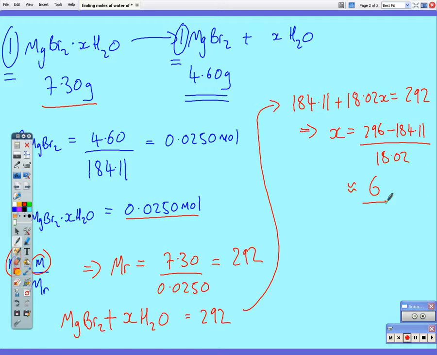However, you might well be asked to work out the molecular mass of the compound before finding the value of x. So then you would need to use this method. Thank you very much.